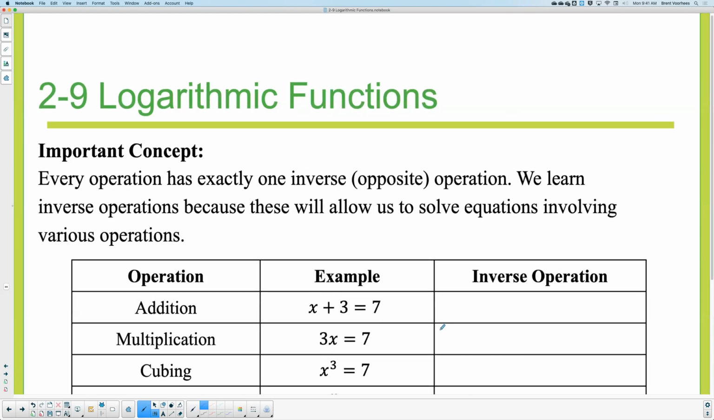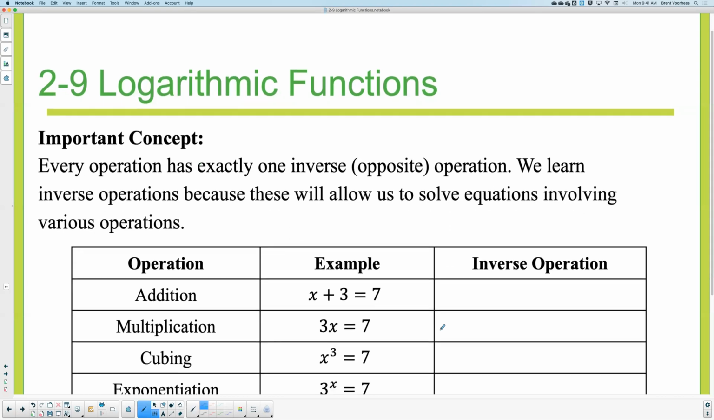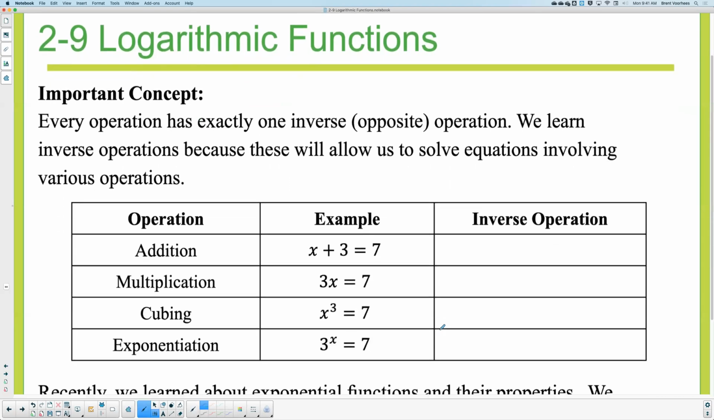So getting started here. Every operation in mathematics, if you want to solve something using algebra, you have to use opposite operations. Some of you are like, nah, I can just do insolve. True, if you have a calculator, but not everything in math are we allowed to insolve. So how do we solve using algebra? You have to know the inverse. For example, what's the inverse to addition? Subtraction.